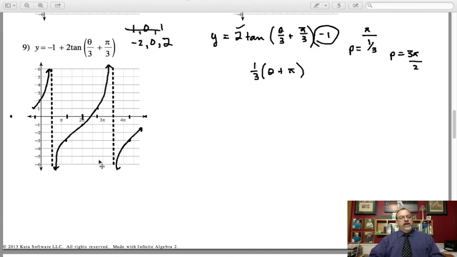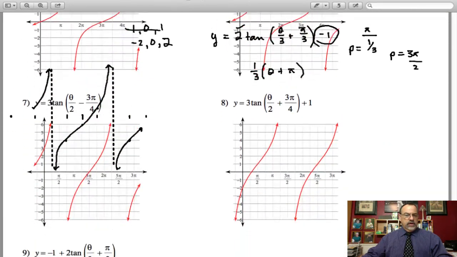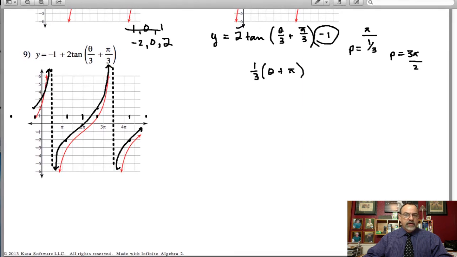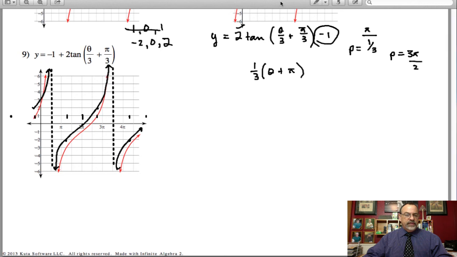Alright, so that's a graph where we have almost everything going on except a reflection, but a reflection we would just flip everything over the x-axis, so I don't think that that's too difficult. So let's scroll down here and see how we did. Number 9, how'd we do? I can't quite scroll it down far enough. I'm going to have to move this up so we can get it. I run out of room on my screen, but you can see we have it in the right place, so we're in pretty good shape.